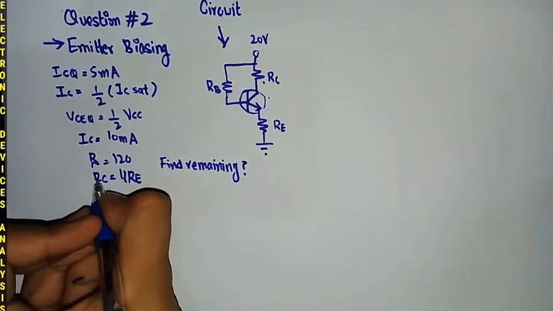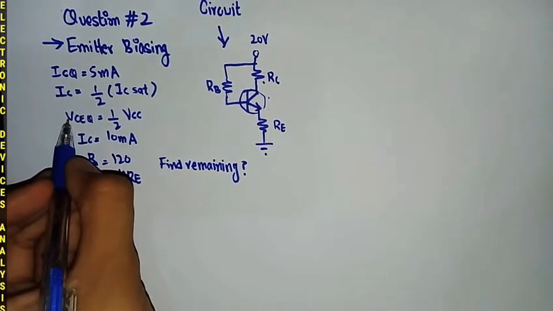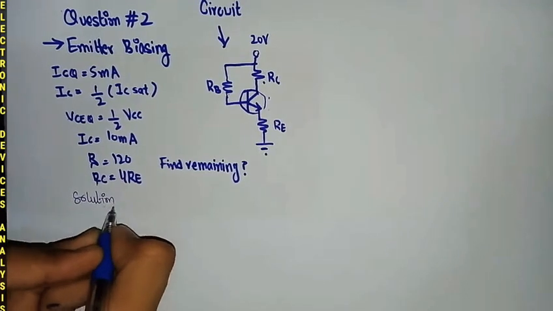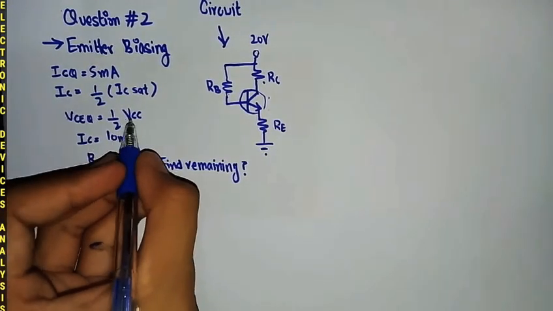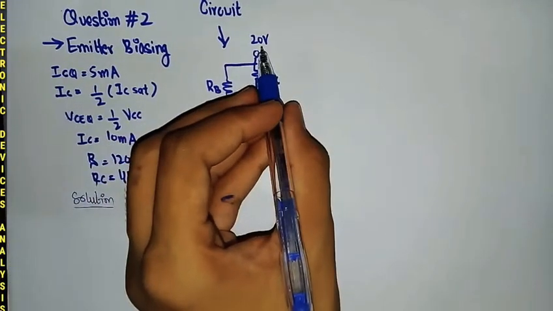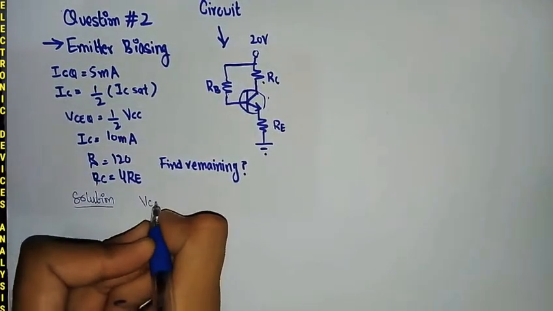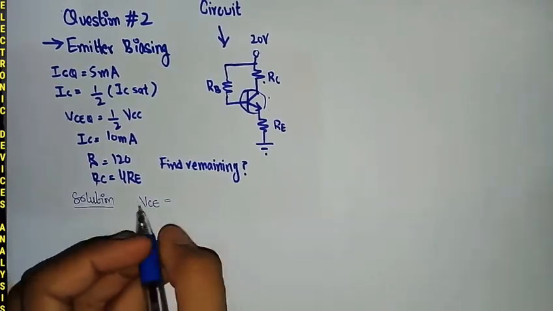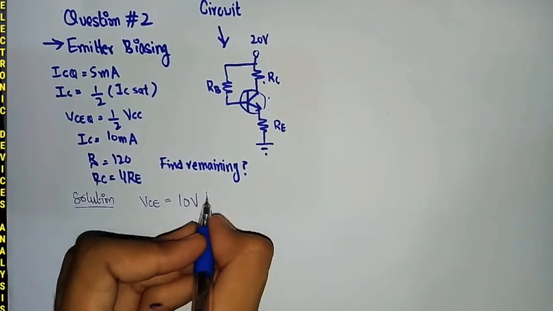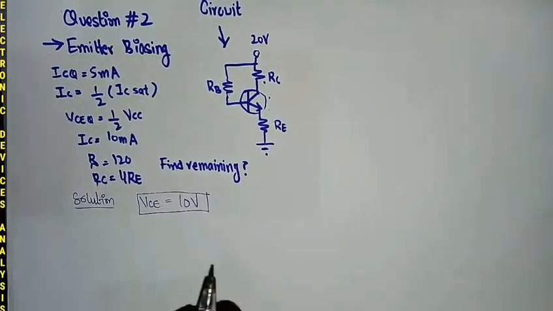So guys, first of all we will find the value of VCE, and you know that VCE will be equal to 1/2 of VCC, and VCC is given in that circuit as 20 volts. So the collector emitter voltage VCE will be equal to 10 volts, because 20 divided by 2 is 10. So this will be the value of VCE.